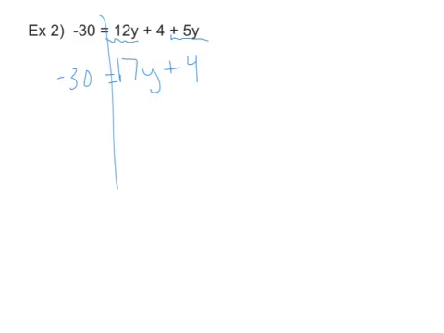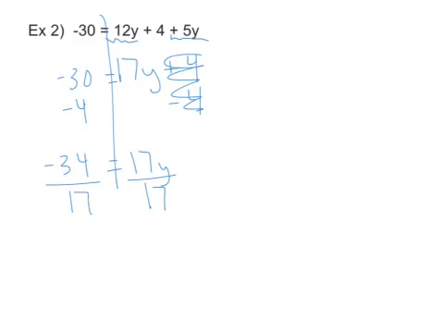Okay, now we just have a 2-step, which is what we've been working on. So go from there. So we're going to subtract 4 from each side. That way the 4's cancel out. Negative 30 minus 4 on the left is negative 34 equals 17y. Trying to get the y by itself. So the opposite of multiplying by 17 is dividing by 17 on each side. On the left, negative 34 divided by 17 is negative 2 equals, 17's cancel, equals y.